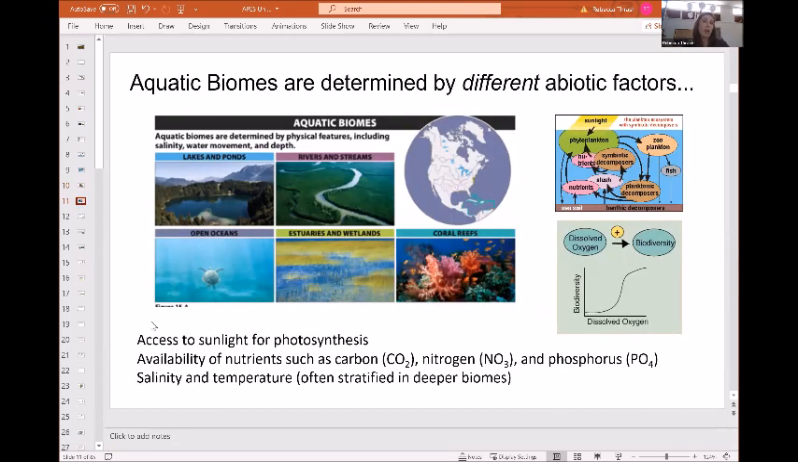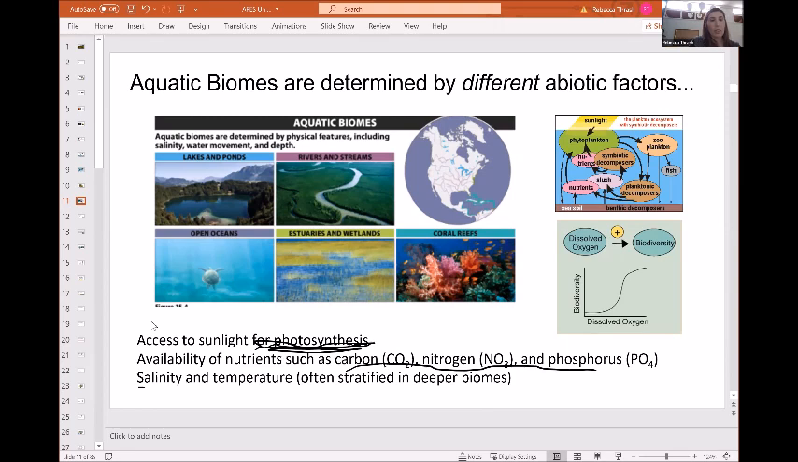Now, aquatic biomes are determined by slightly different abiotic factors. These are going to be things that affect the quality of the water more so than things like precipitation or temperature. So important things to remember: is the water clear or is it very turbid? That's going to really limit the amount of sunlight for photosynthesis. So clearer water, it can penetrate deeper, more photosynthesis possibly. Other things like the availability of carbon, nitrogen, and phosphorus, and we'll talk about those biogeochemical cycles in a while, that is going to be important for primary productivity of these aquatic areas.